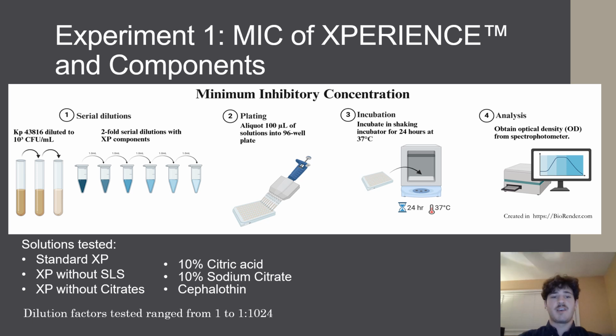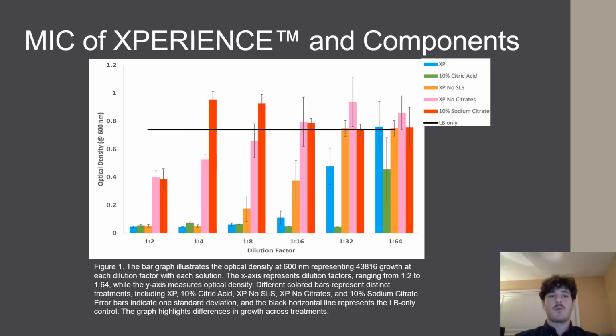The 6 solutions tested were standard XPERIENCE, XPERIENCE without SLS, XPERIENCE without citrates, 10% citric acid, 10% sodium citrate, and the antibiotic cephalothin. Dilution factors ranged from 1 to 1 to 1 to 1024. The results for experiment 1 are shown in figure 1, where each different color bar is the different solution tested. The black horizontal bar represents the average bacterial growth with no antibacterial solution.